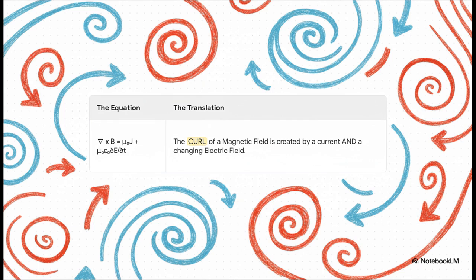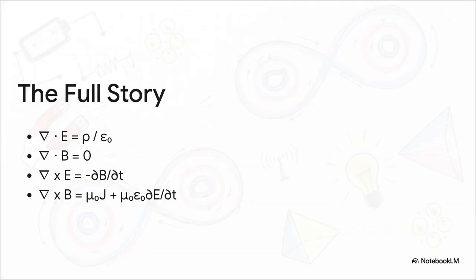He realized a swirling magnetic field is also created by a changing electric field. Do you see the beautiful symmetry? A changing B field makes a swirling E field, and a changing E field makes a swirling B field. They're locked in a cosmic dance, creating each other. And there they are. All 4 sentences. Together, this is it. The complete story of electricity, magnetism, and how they interact and dance with each other across the entire universe.